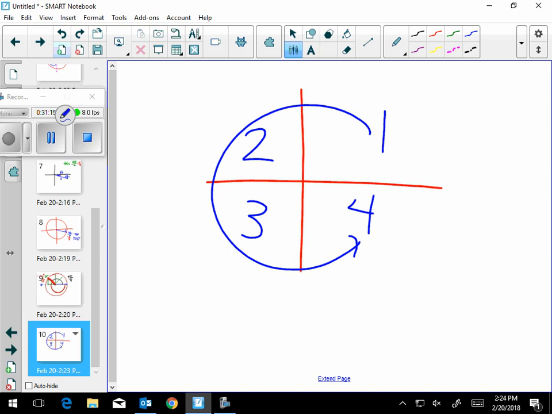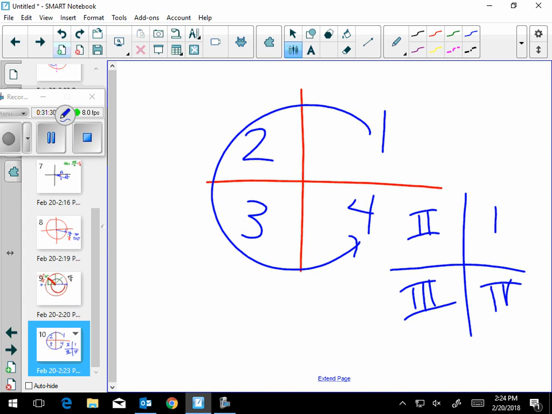Quadrant 1, 2, 3, and 4. Now, I would accept if you said Q2, and I would get that you mean quadrant 2. But I also accept these Roman numerals if you like them. So you can say they're quadrants 1, 2, 3, 4 this way, or you can call it Q1, Q2, Q3, and Q4. I'm fine with either.